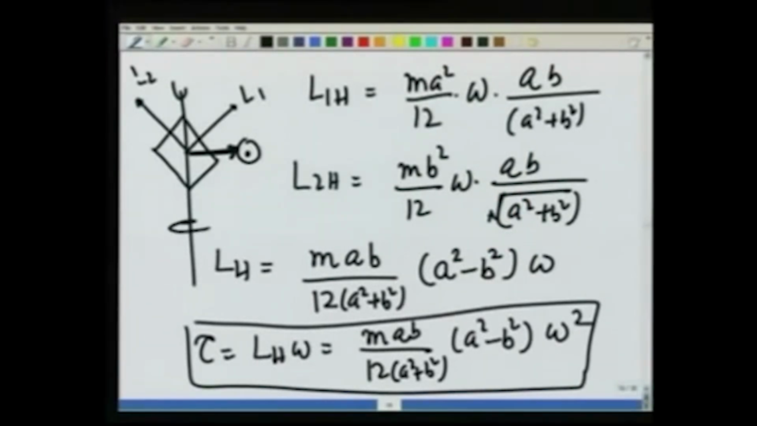Suppose I fix bearings on the top and the bottom. To get torque going into the plane, I would need a force which is like this here and like this here. The net force is 0, but it gives a torque which is going into the plane of the screen. So this is the torque required to keep the rectangle rotating with a constant speed omega.